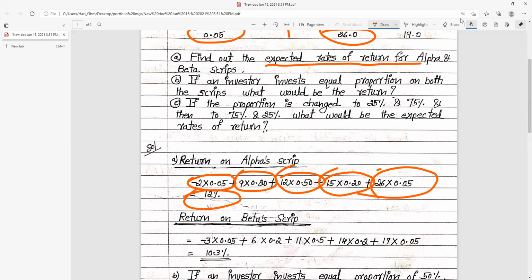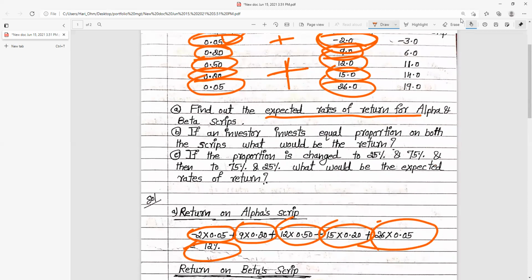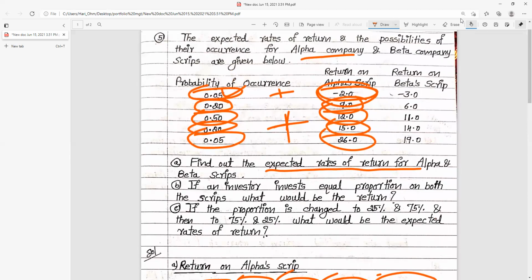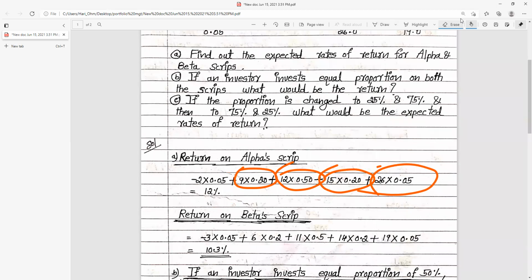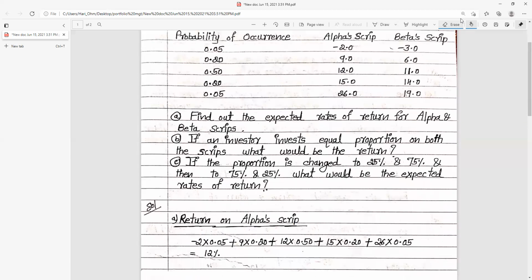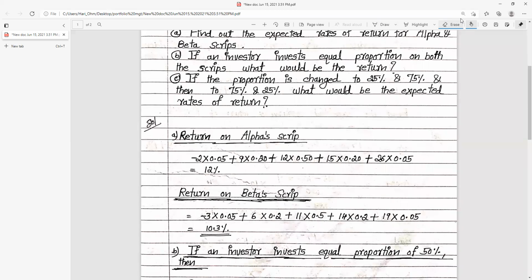So answer is 12. 12% is the expected rate of return. That is for return on alpha script. Sorry, company alpha. Hope you're clear. It's a very simple question actually. Okay, you calculated return on alpha script.